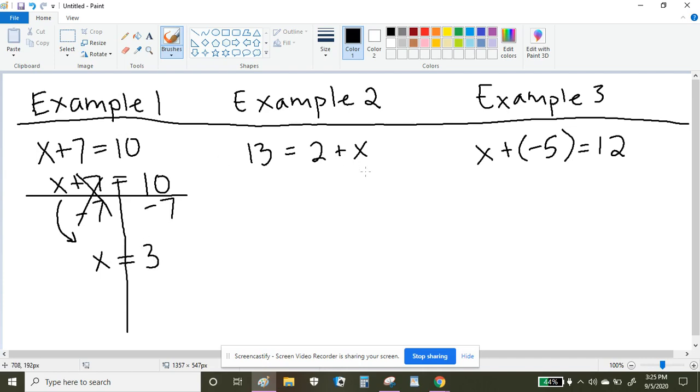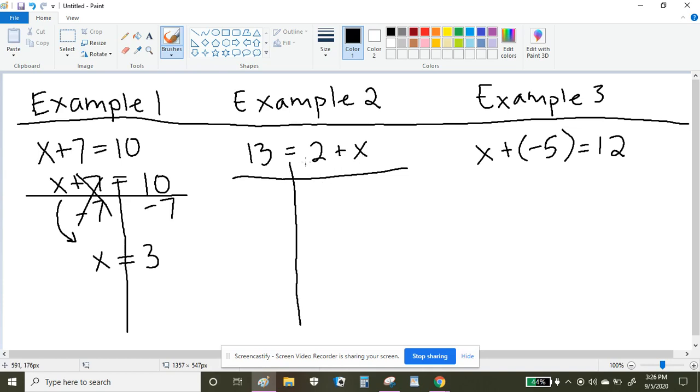Now over here, this looks a little bit different because now we've got the constant over here and the expression with the variable on this side. It's going to work exactly the same. So I'm just going to go ahead and make this T symbol here instead of copying it down. So we still have to get this x by itself. We have to isolate that x. And we have to use opposite operations.